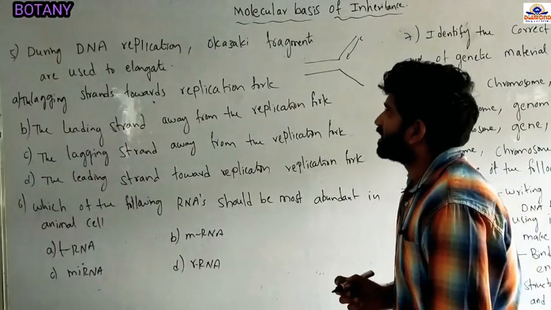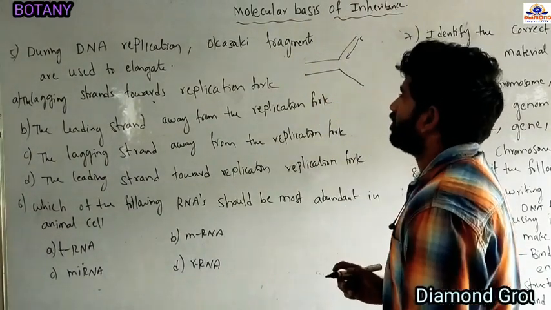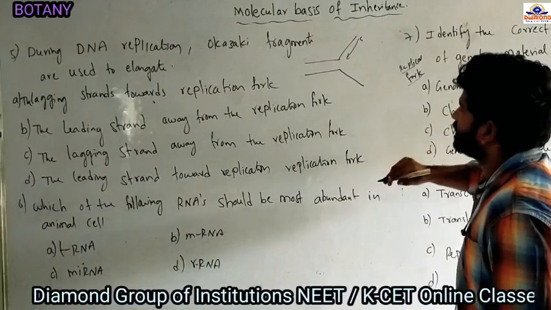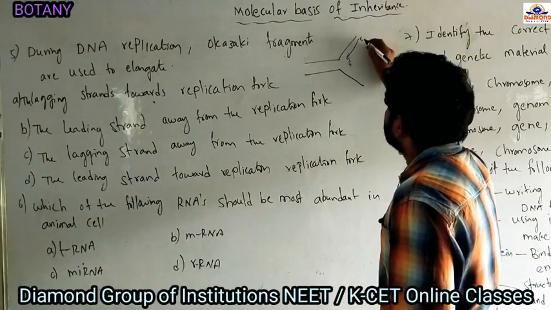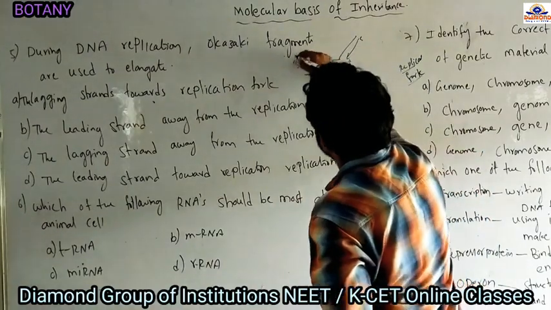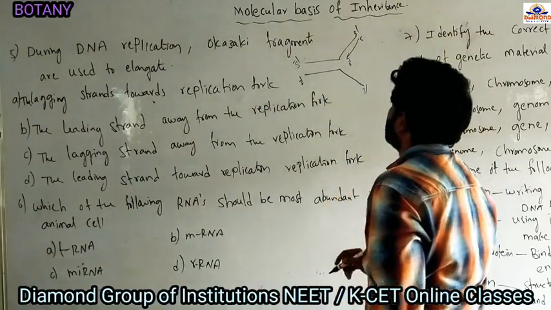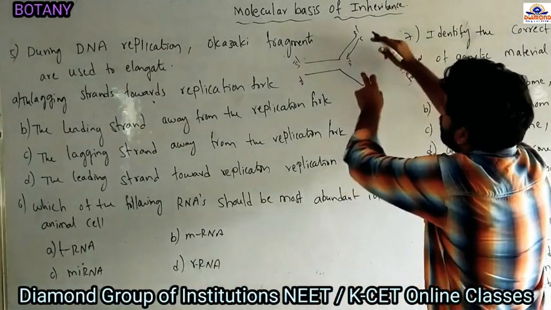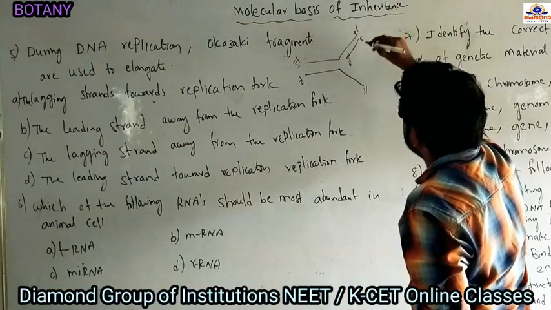Next question. During DNA replication, Okazaki fragments are used to elongate. In DNA replication, a Y-shaped junction is formed, called the replication fork. In the replication fork, DNA is always synthesized in the 5 prime to 3 prime direction. The parental strand is oriented 5 prime to 3 prime on one side and 3 prime to 5 prime on the other. Always DNA synthesis takes place in the 5 prime to 3 prime direction.